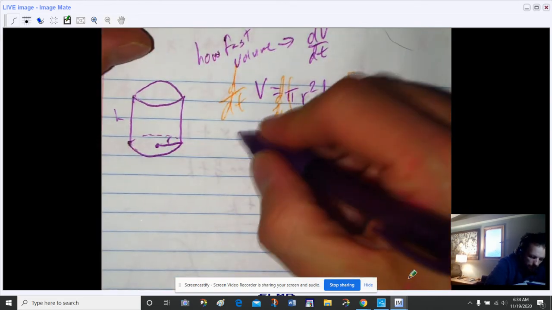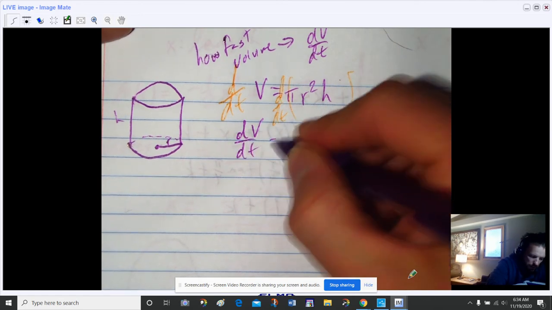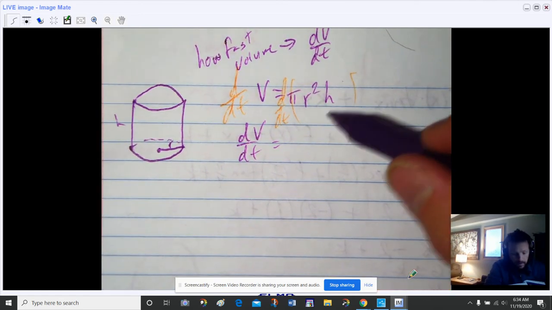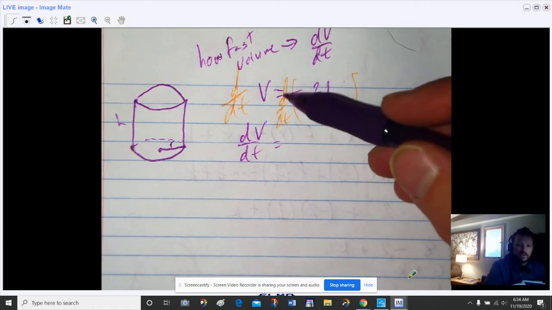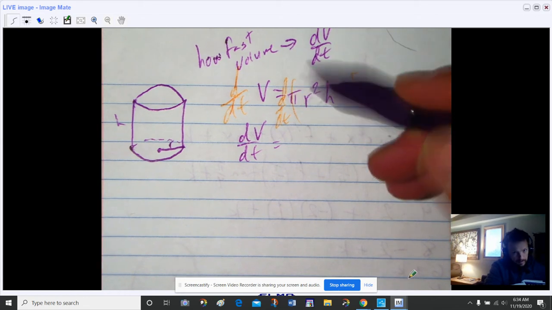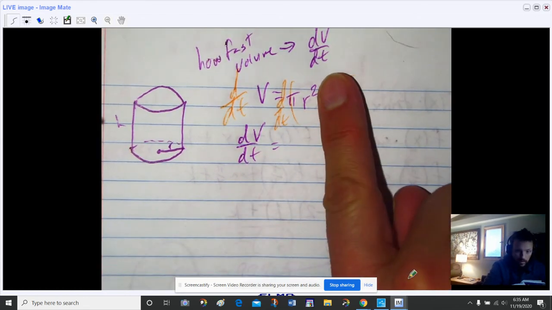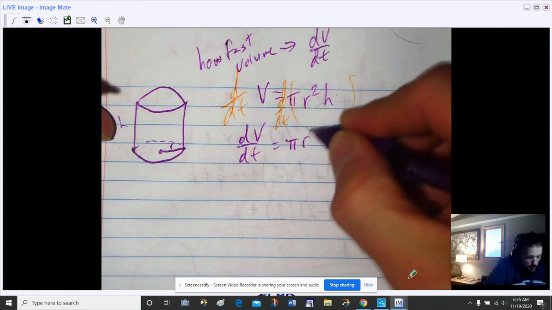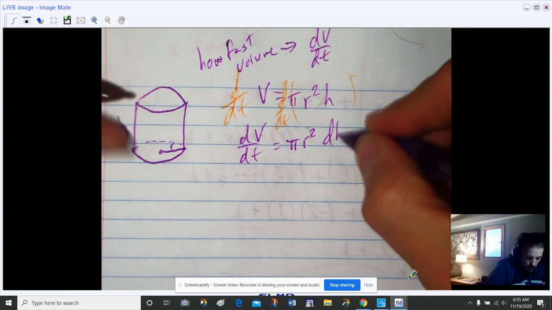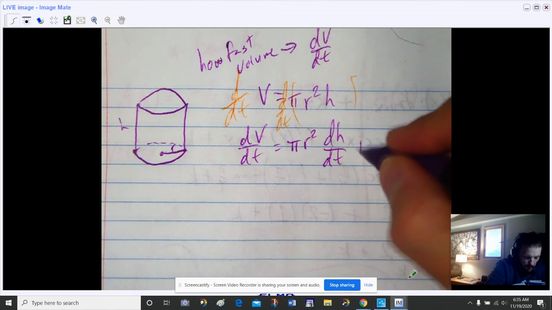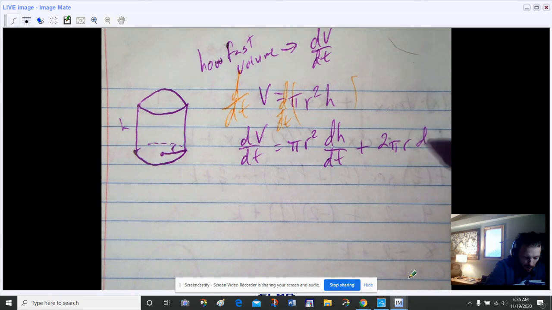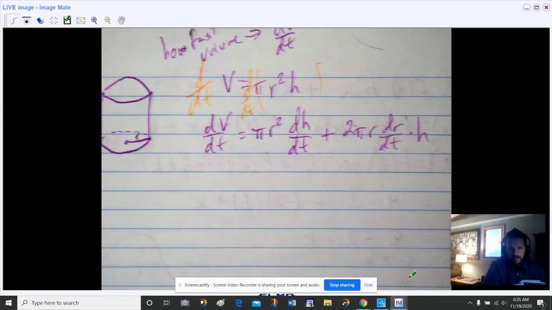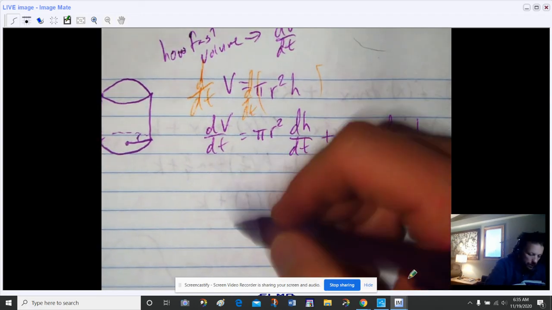So we end up with dV over dt. Okay. Now this one's going to be a bit of a mess, but that's okay. It's just product rule. Pi is just a number, so we're going to treat that like a coefficient because that's what it is. So our first times the derivative of the last, which will be dh over dt, plus the derivative of the first, 2 pi r dr over dt, times the last. And there we go.